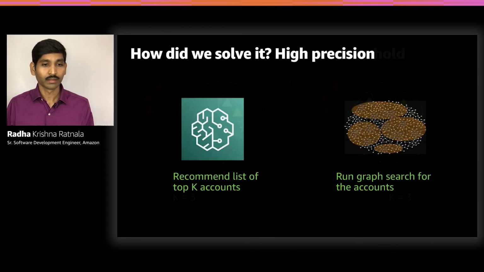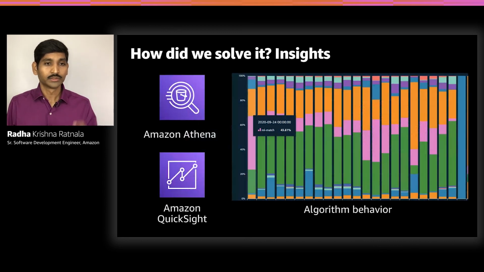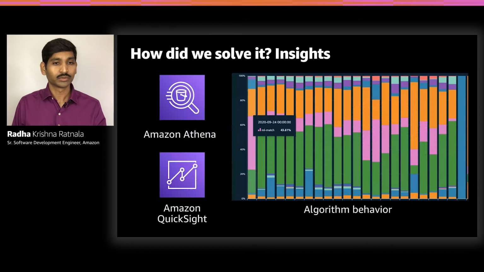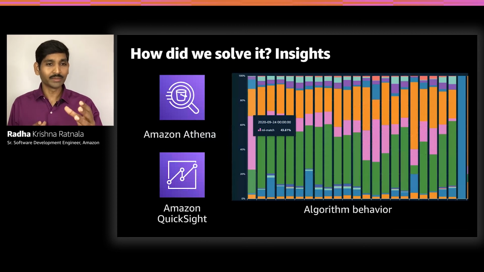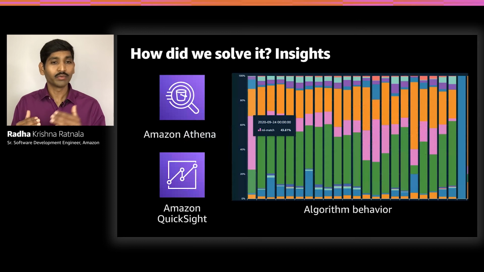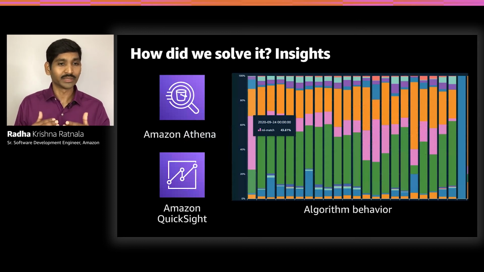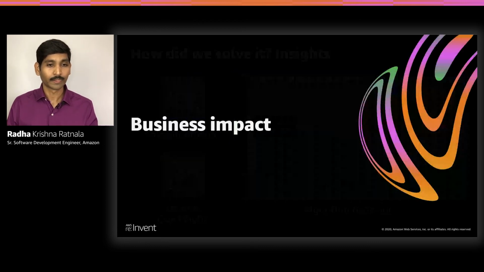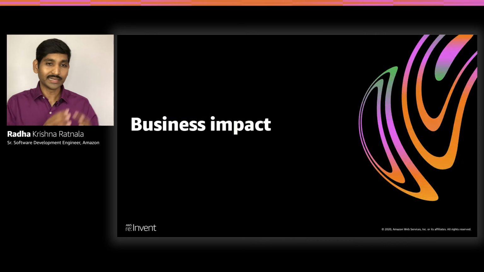So this is a glimpse of our insights. As I mentioned, we have these QuickSight dashboards where we can look at the different metrics. One of them is the algorithm behavior. We can see every day for a given business how an algorithm or set of algorithms are performing. Here you can clearly see one of those days the green algorithm has gone down and then the pink algorithm has picked up. So we are able to proactively see this behavior and act based on that.